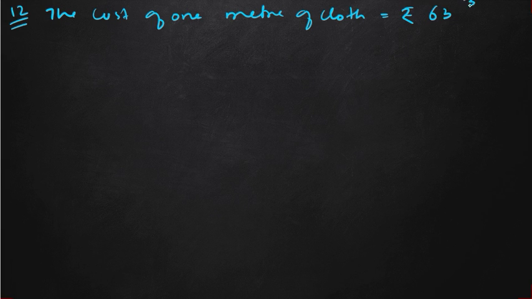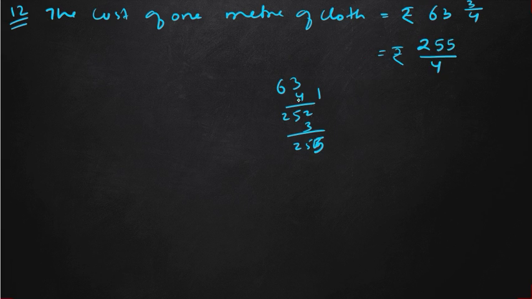So we need to convert it into an improper fraction. If we convert it, 63 into 4, 4 3s are 12, carry 1, 4 6s are 24, 25, plus 3, that is 255. So the answer is rupees 255 divided by 4. So this is the cost of 1 meter of cloth.